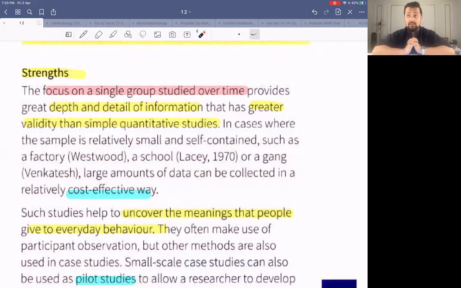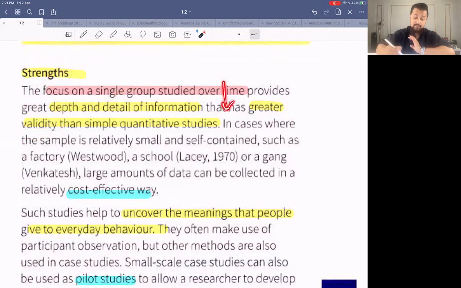However, if you're conducting a study like the one we were referring to by Westwood, if it is a participant observation method through which the data is being collected, there are more chances of you being able to come up with data that is more detailed, right? I hope everyone gets this first advantage. Because the focus is on a single group, the data you collect can be more detailed, which can result in the validity of the research getting higher, right?